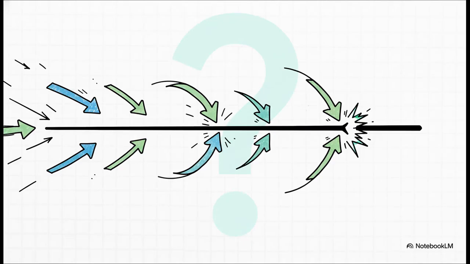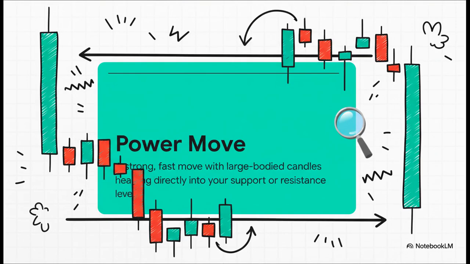How can we possibly anticipate when a level is going to be strong enough to just stop price dead in its tracks and send it flying the other way? Well, the answer isn't in the level itself. It's all about how the price approaches that level. What you're looking for is something called a power move. This is a strong, high-momentum move straight into your level. You'll see these big, decisive candles where the price just barrels forward with almost no hesitation.